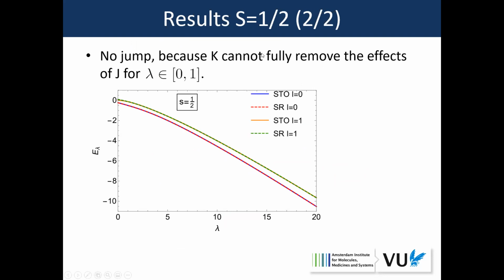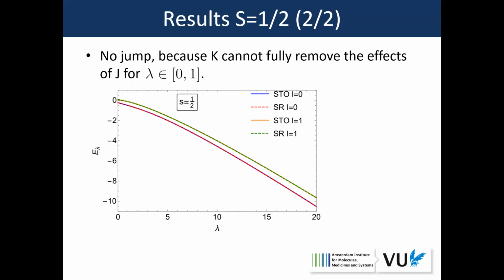You can also see that K cannot remove all the effects of the J, because there is now this S1/2 in front of it. You can see that it will not be a straight line at the start and then start decreasing. It will just be one fluid line.